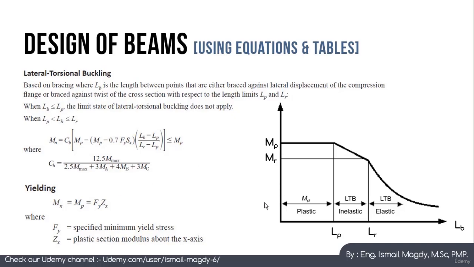And in case you are in this zone, which means that LB is higher than LP and lower than LR, you are going to use this equation, which is Mn equals Cb multiplied by MP minus 0.7 F yield Sx, all multiplied by LB minus LP over LR minus LP. And of course, all of this has to be lower than MP. Cb is a moment correction factor, which is given by this equation, but it is always going to be given to you, and most of the time it is given as 1 in the FE exam.